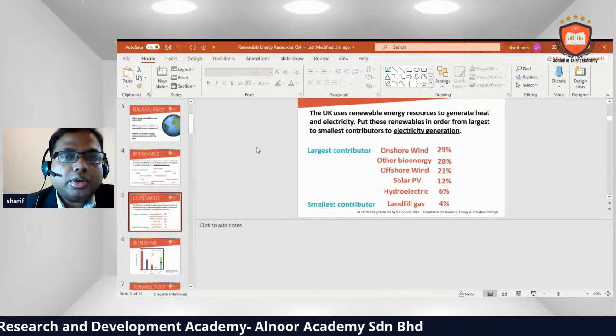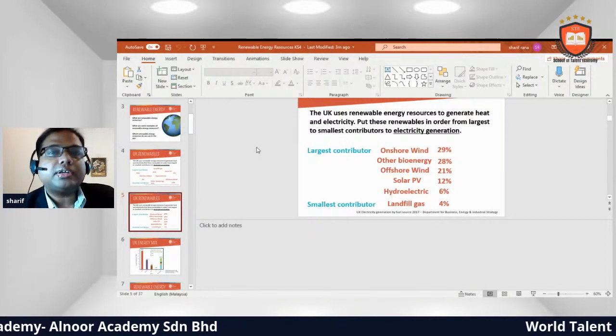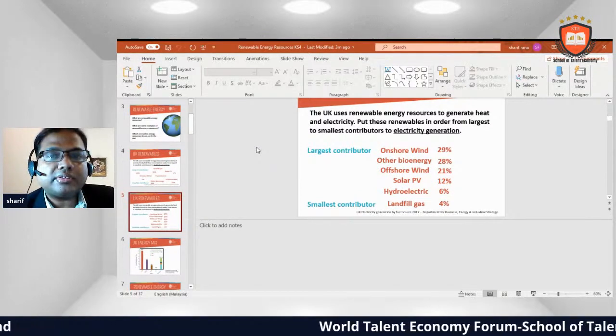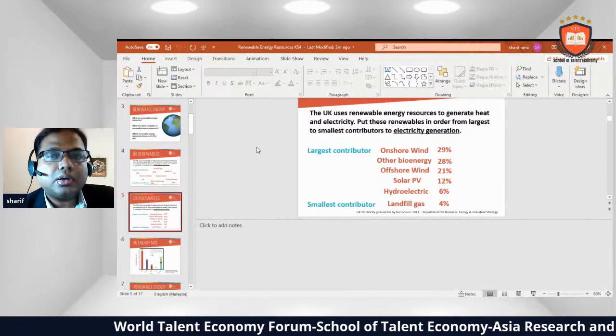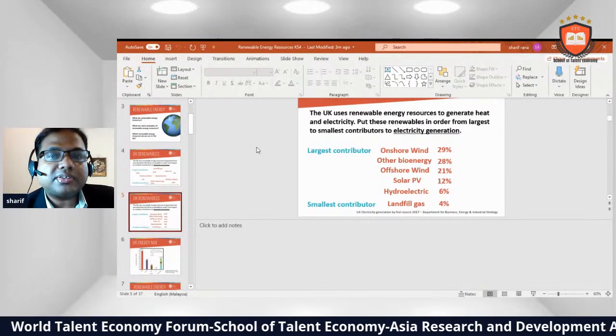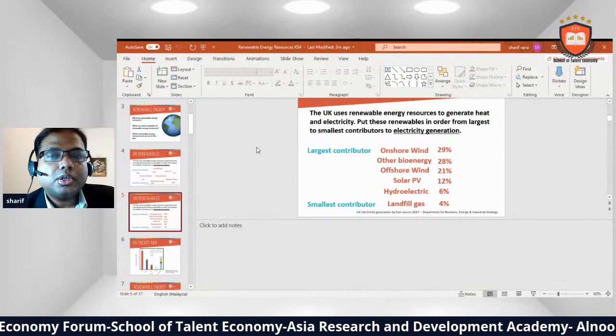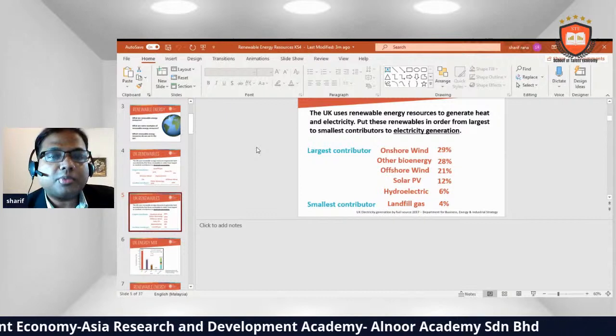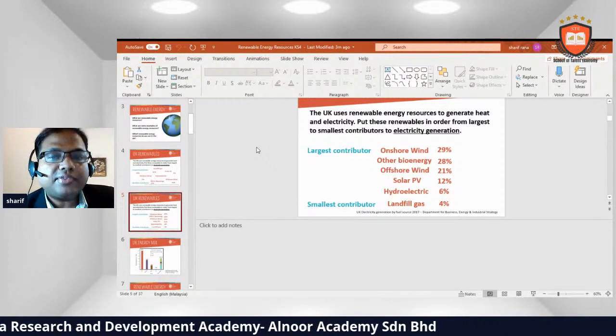So the UK uses renewable energy resources to generate heat and electricity. Put these renewables in order from largest to smallest contributor to electricity generation. Largest contribution onshore wind 29%, other bioenergy 28%, offshore wind 21%, solar PV 12%, hydroelectric 6%, smallest contribution landfill gas 4%.